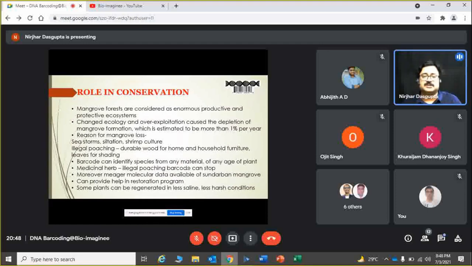The forest officers, if they want to implement this particular technique, will be able to find out whether illegal poaching is going on or not. So these are some of the other things which can be done if this DNA barcoding technique is implemented properly. With that, I'm coming to the end of this webinar.